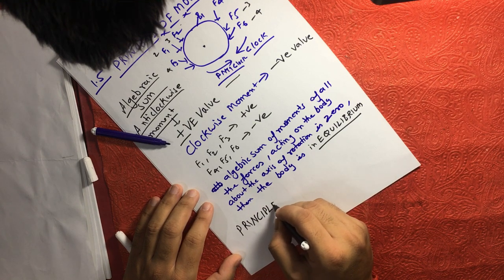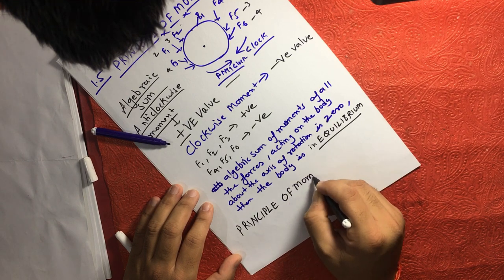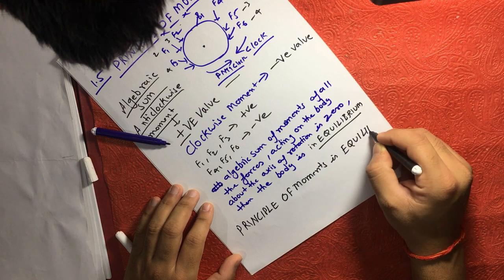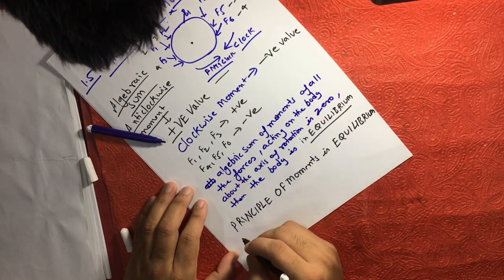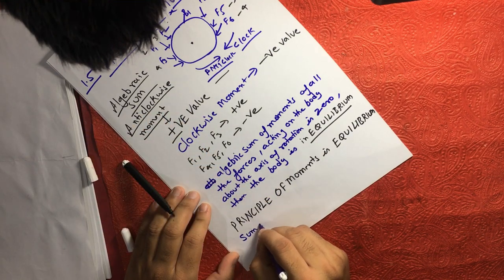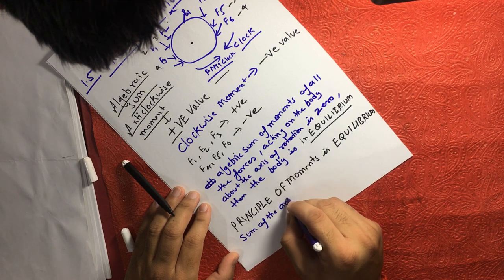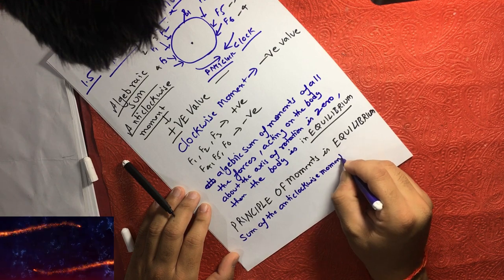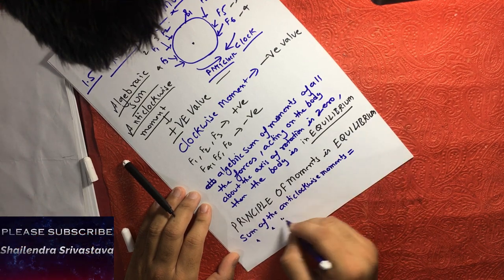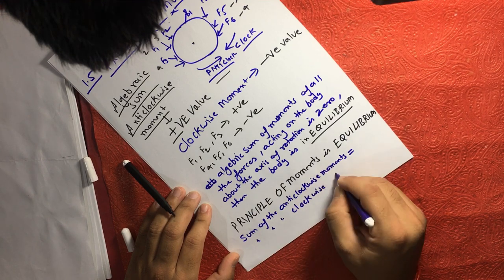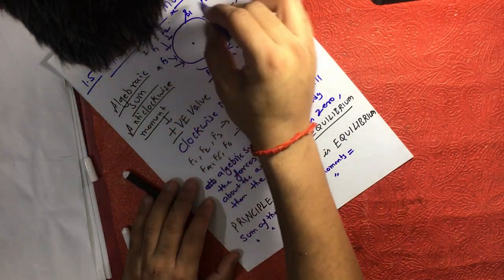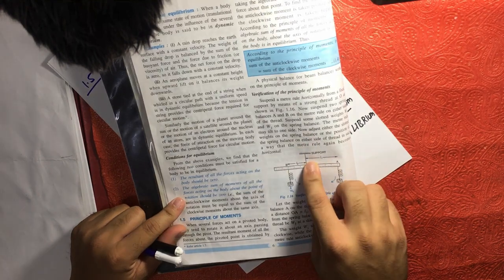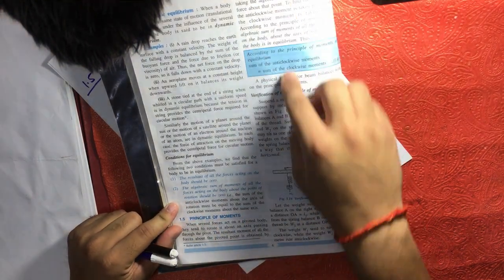This is the basic concept I'm writing. Principle of moment: in equilibrium, the sum of the anti-clockwise moments is equal to the sum of the clockwise moments, right? So as I said, when these two values are equal, then this body will be considered to be in the equilibrium state. So up to here I have covered this principle of moment, right?